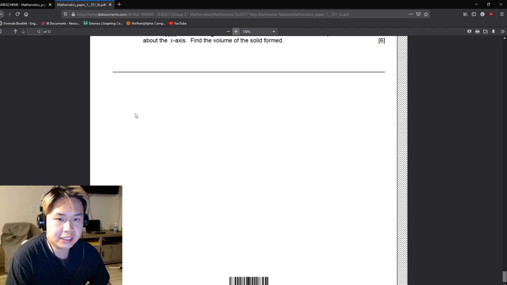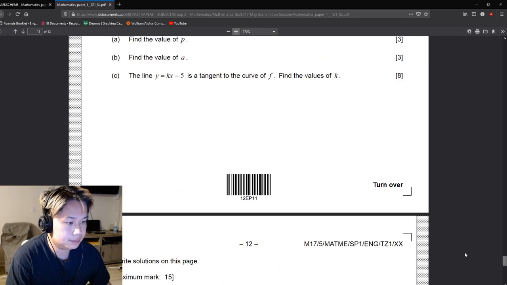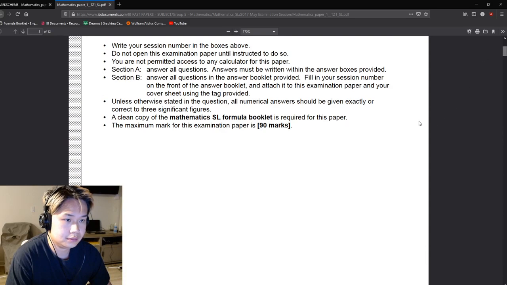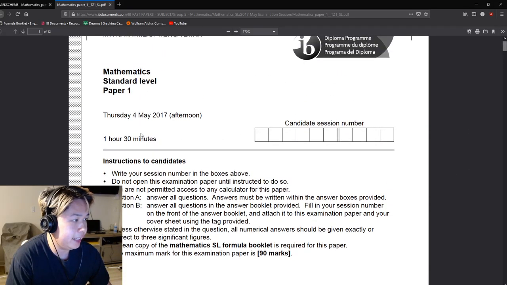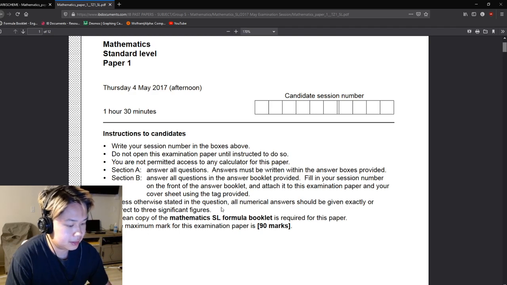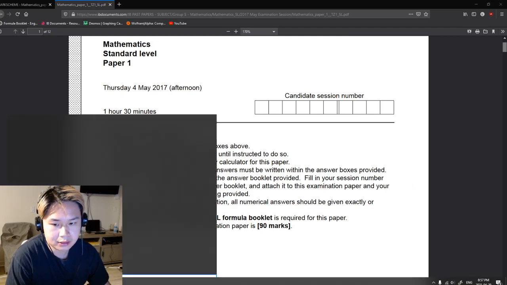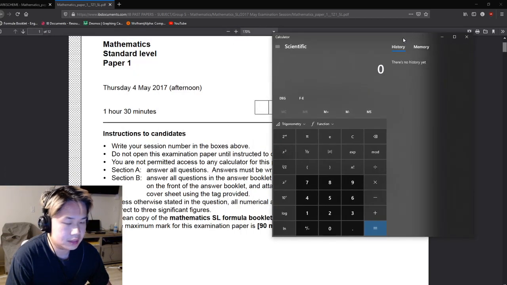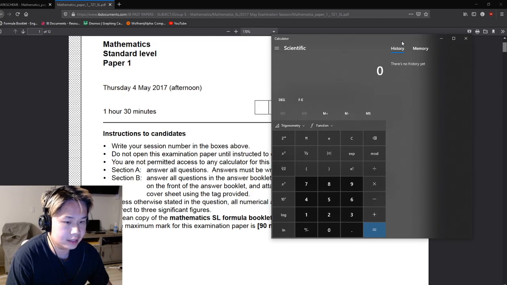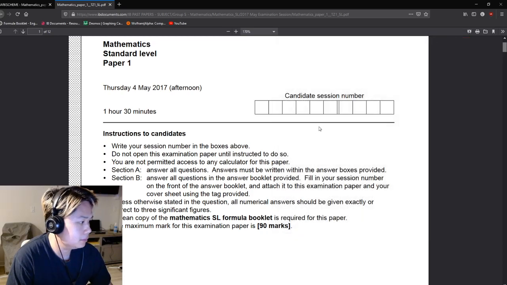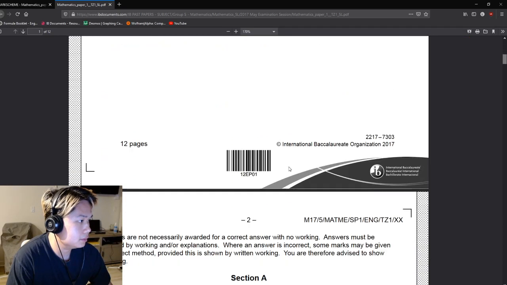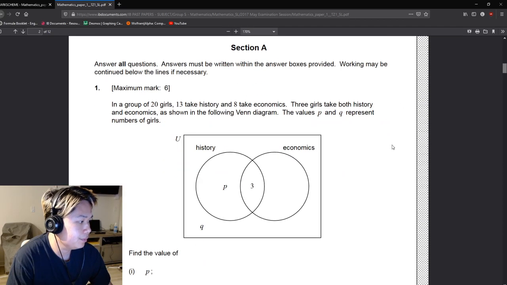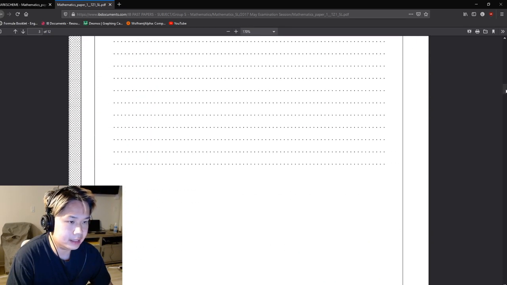And this paper should have taken you 1.5 hours, and then it has 90 marks. So in other words, where's my calculator? So how many minutes per mark is that then? So that's 1 minute a mark. That's crazy. So they don't even give you like buffer time. A mark a minute. And then let's see.